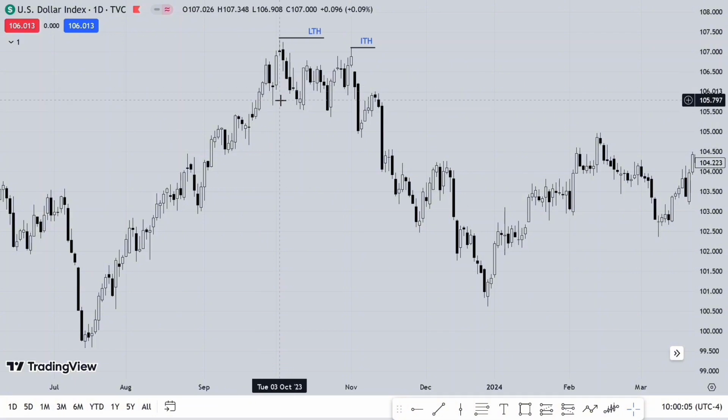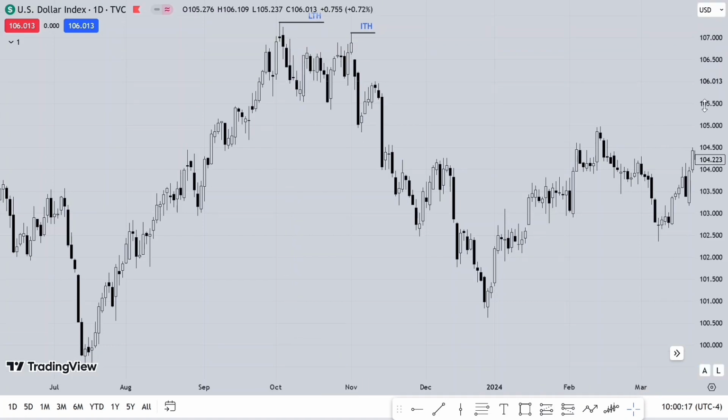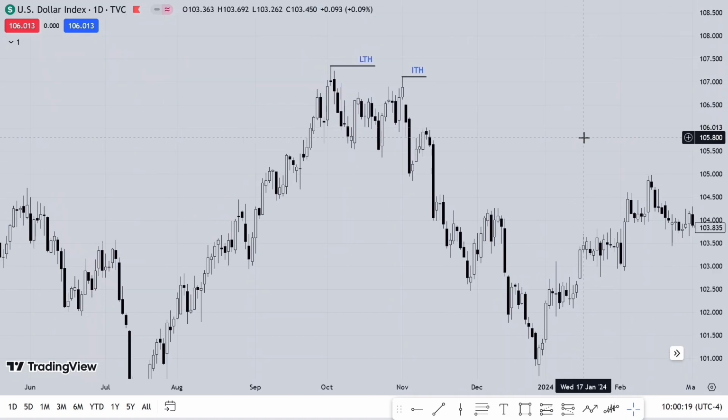But this is not an energetic move lower. So it's going up and down without leaving much of an imbalance, apart from this imbalance here. So you might likely not see this as a break of market structure. So you have to wait for an energetic move lower, which will be clearly defined as a break of market structure. We got that here, with this imbalance being created here.